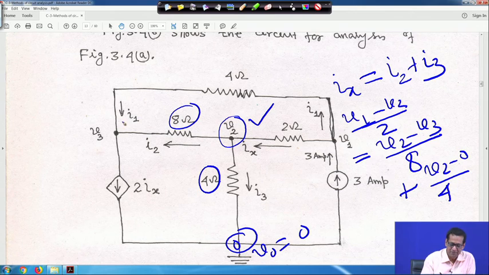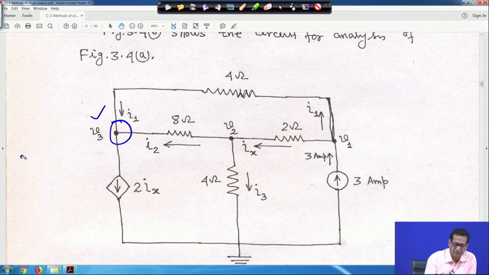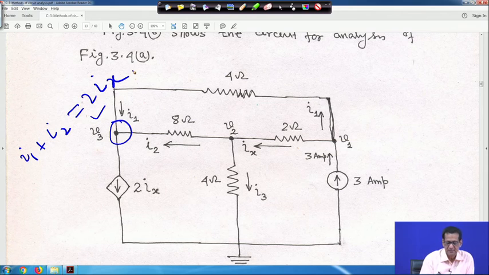Now next you apply KCL at node 3. So first let me clean it, then I will write. Second case, you apply KCL at node 3. In this case, I1 plus I2 is equal to, because this current is entering, I2 is also entering at node 3, and 2Ix is a dependent current source, it is leaving the terminal. So at node 3, if you apply KCL, it will be I1 plus I2 is equal to 2Ix.